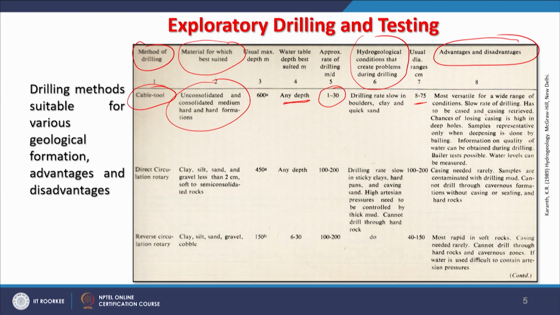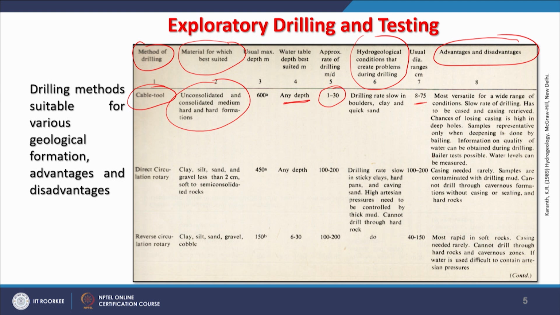Why does it have to be cased? Because you are having unconsolidated material, so that the well should not collapse, and therefore from the top you require the casing, a pipe. So, chances of losing casing are high in deep holes. Samples are representative only when deepening is done by baling. Information on quality of water can be obtained during drilling, and a baler test is possible. Water levels can be measured.